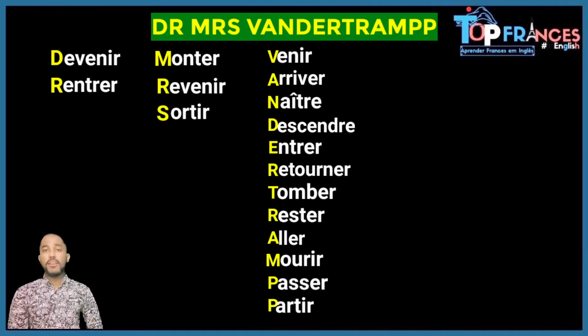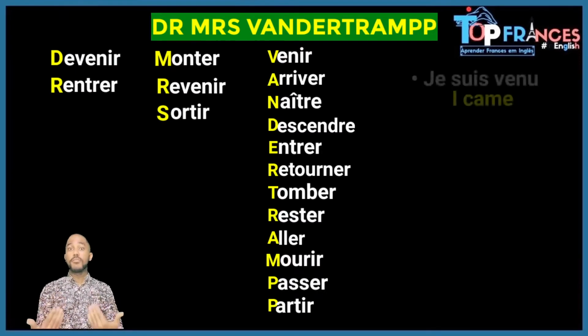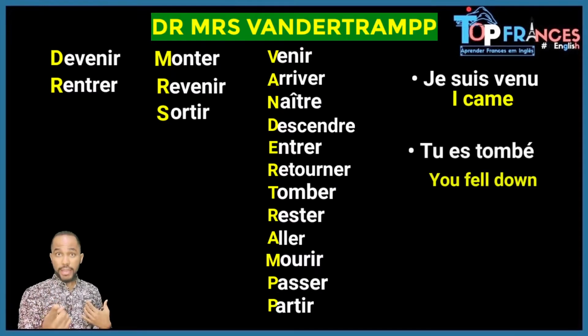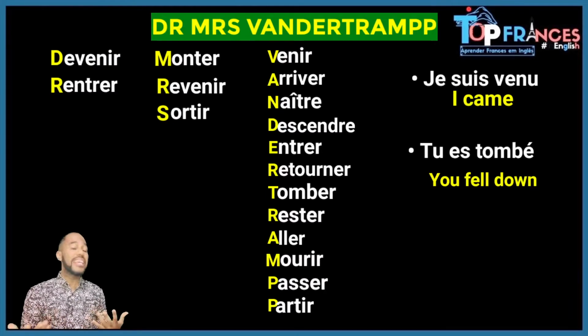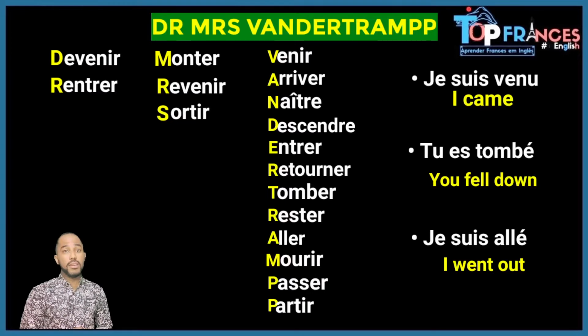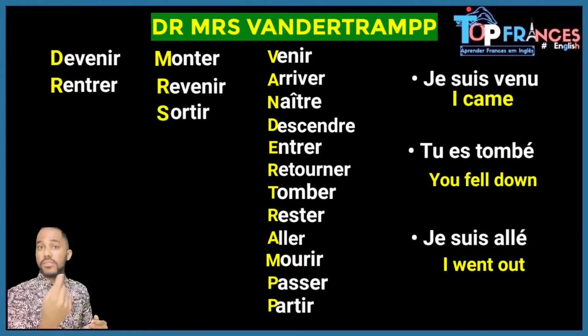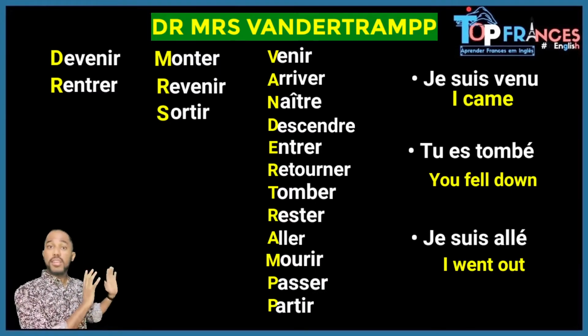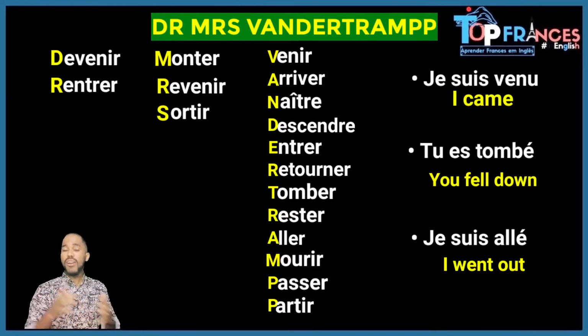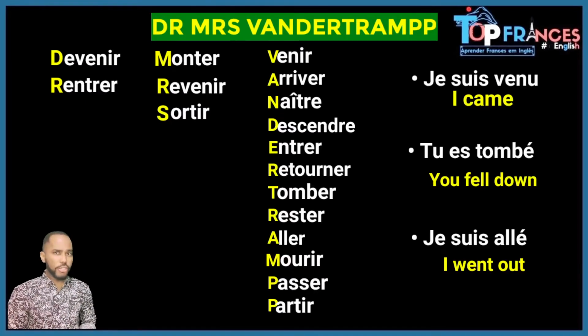For example, venir: je suis venu. Tomber: tu es tombé. Rester, aller: je suis allé. Sortir: tu es sorti. You see? So with these verbs, I'm going to use the auxiliary of le verbe être. Is that hard to know? No. That's the second reason.